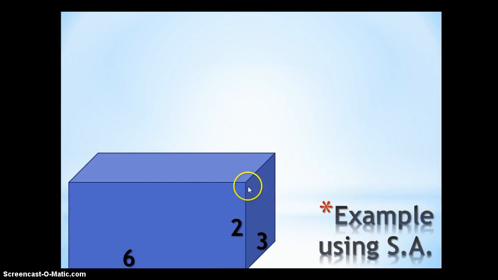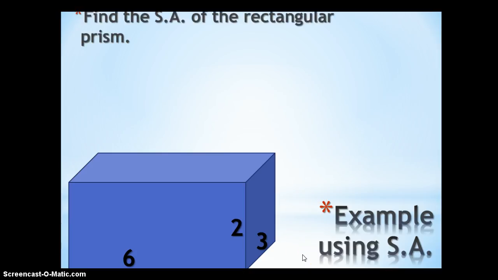Now we're going to look at another example using surface area. This time we're going to find the surface area of a rectangular prism. So this is a rectangular prism. Recall that the surface area formula is 2AB plus 2BC plus 2AC. Now that sounds complicated, but really when we get down to it, it's not that complicated.